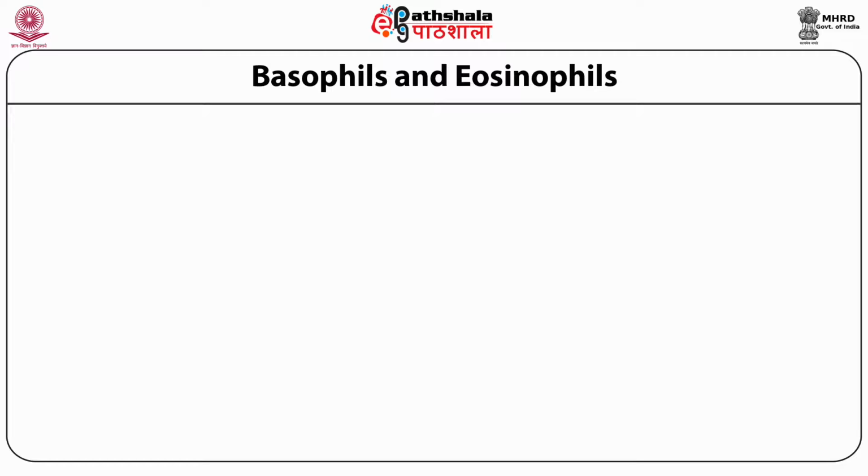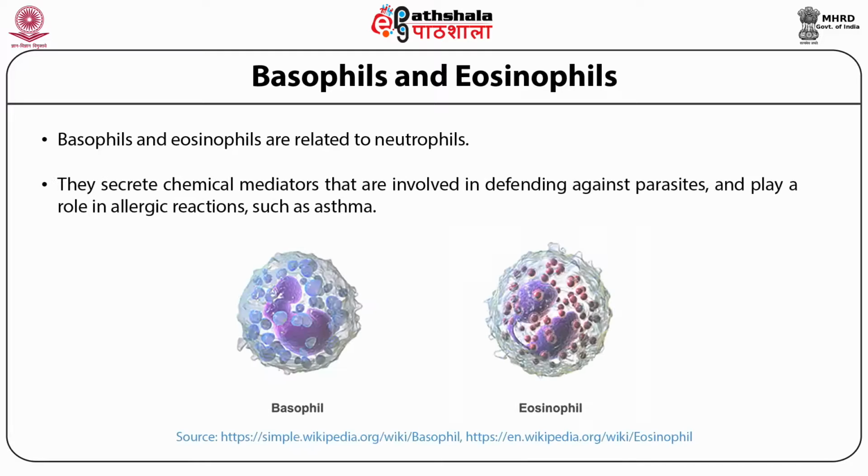Basophils and eosinophils. Basophils and eosinophils are related to neutrophils. They secrete chemical mediators that are involved in defending against parasites and play a role in allergic reactions such as asthma.